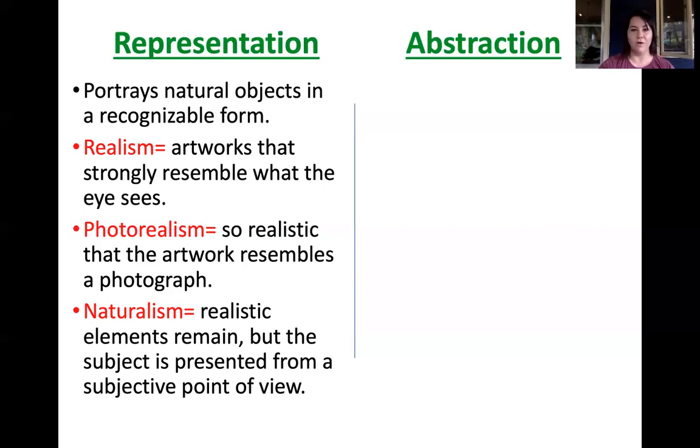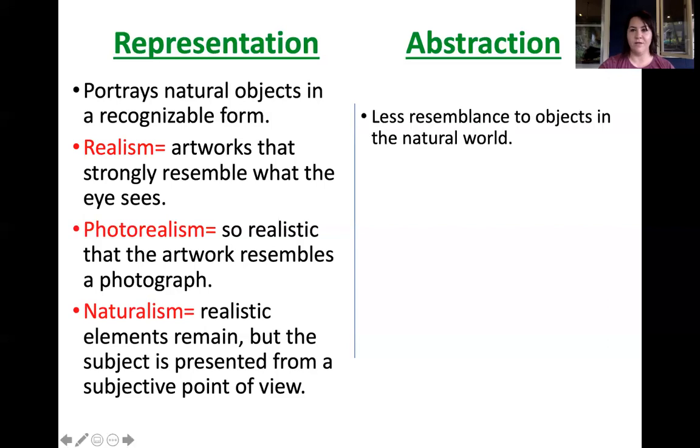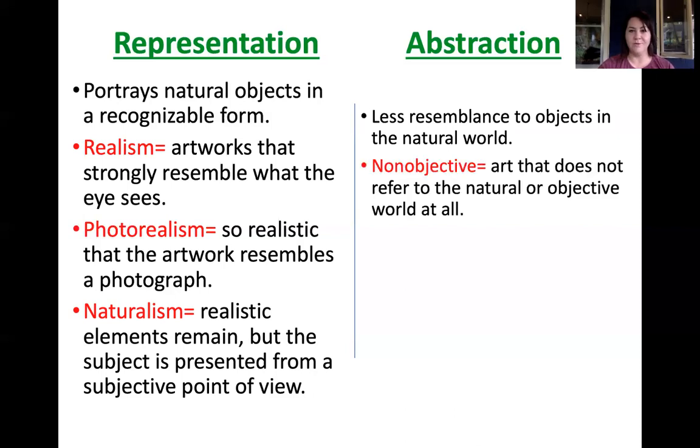All right, moving on to abstraction. Abstract artworks have less resemblance to objects in the natural world. Notice I say less resemblance, not no resemblance. Because when there's no resemblance, we are talking about non-objective art.